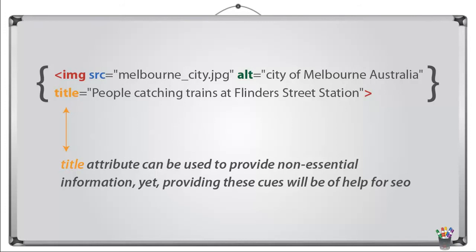Now surely this is an example, but I want to explain to you that this is how you expand your file names, and this is how you expand your alt attributes, and this is how you place your title attributes. In a sense, surely you're not going to be targeting search terms as to perhaps people catching trains and so on, right?